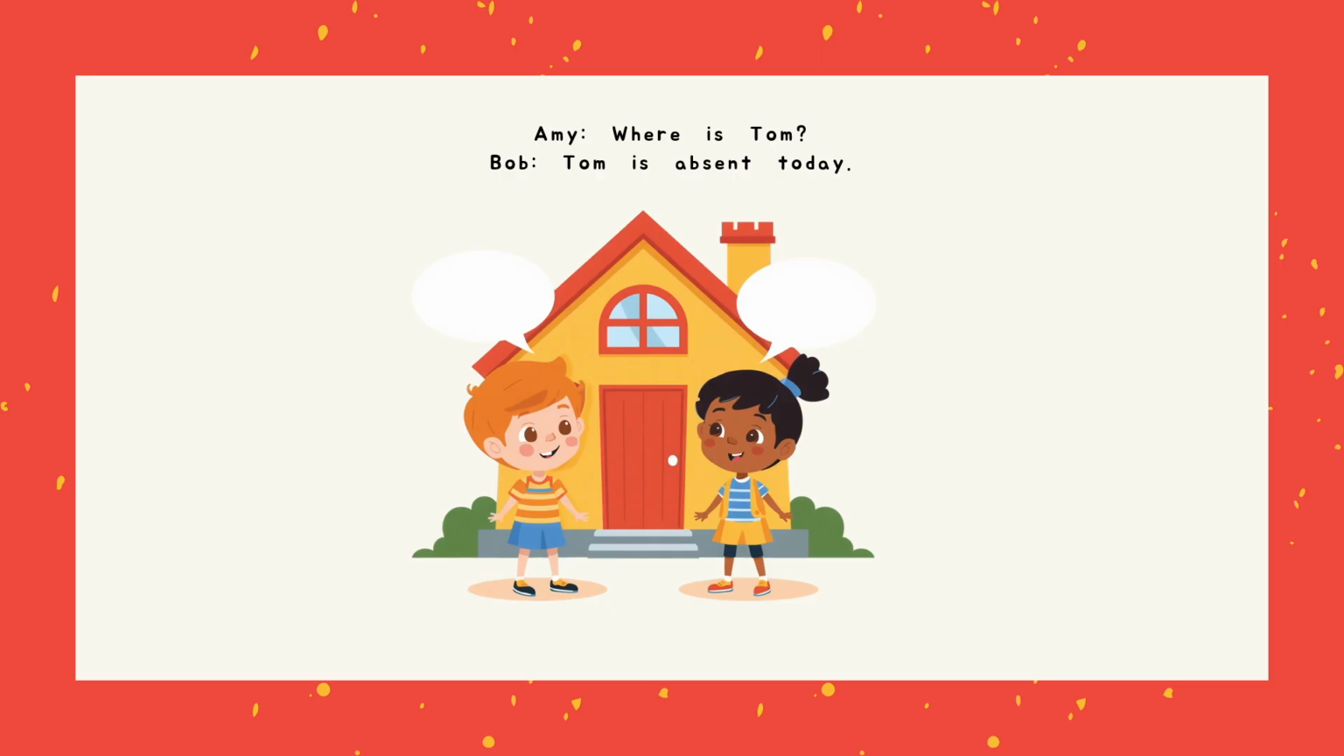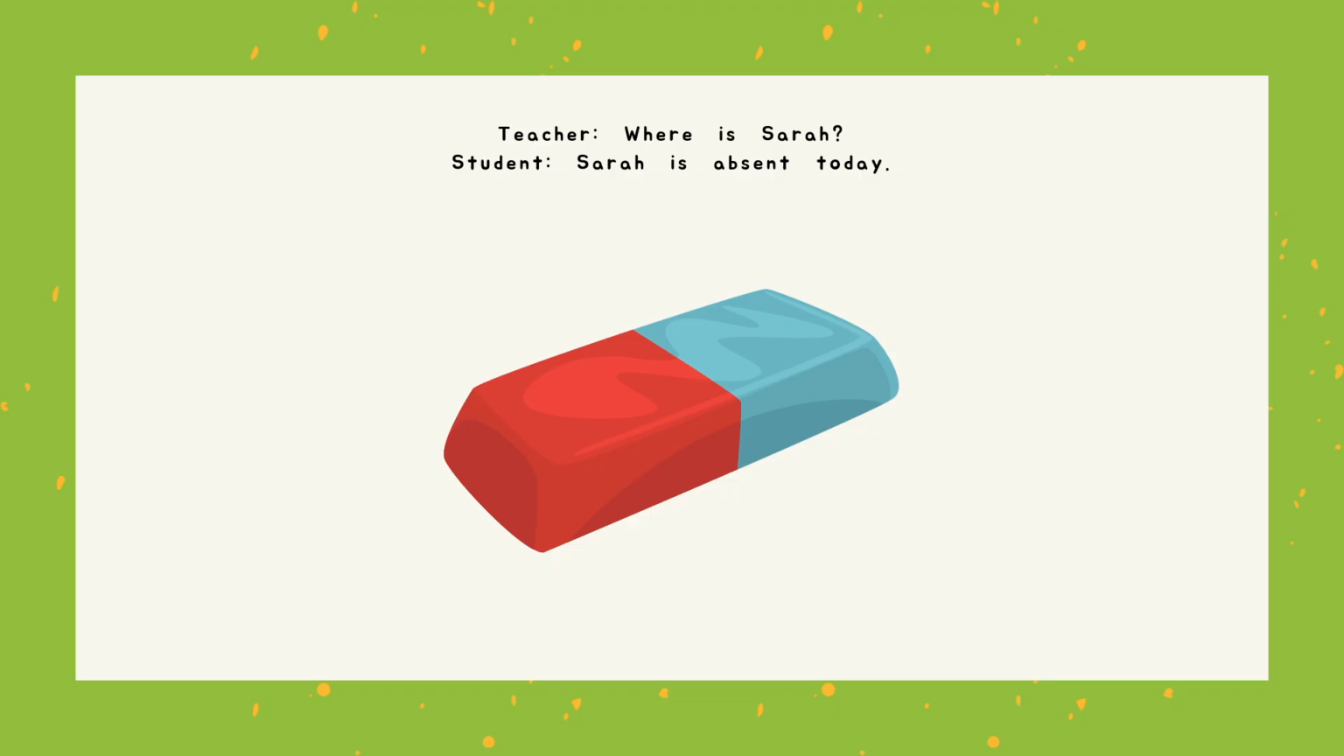Let's look at a real-life example. Amy asks, "Where is Tom?" Bob answers, "Tom is absent today." This means Tom is not here right now. He is away. Now, let's go to school. The teacher asks, "Where is Sarah?" A student says, "Sarah is absent today." Sarah is not in class. She is missing from school.